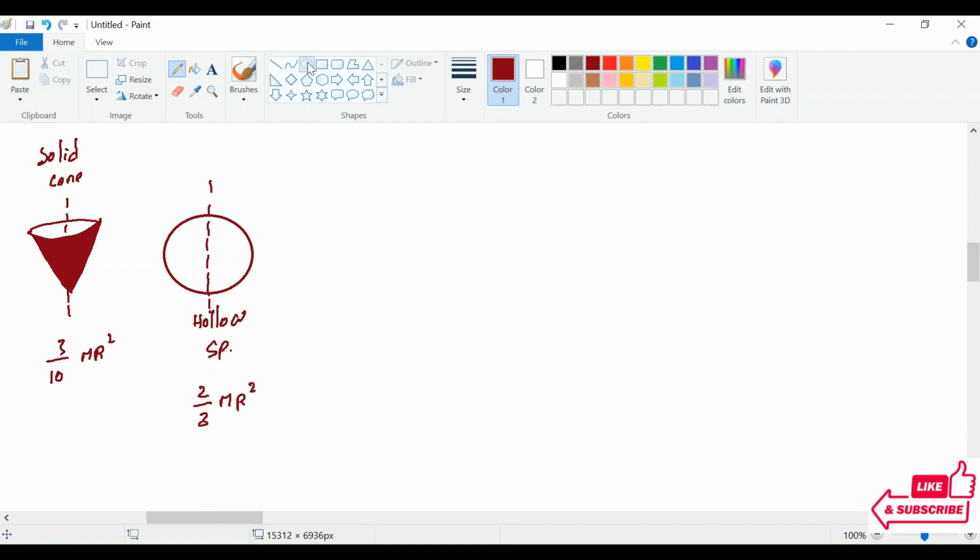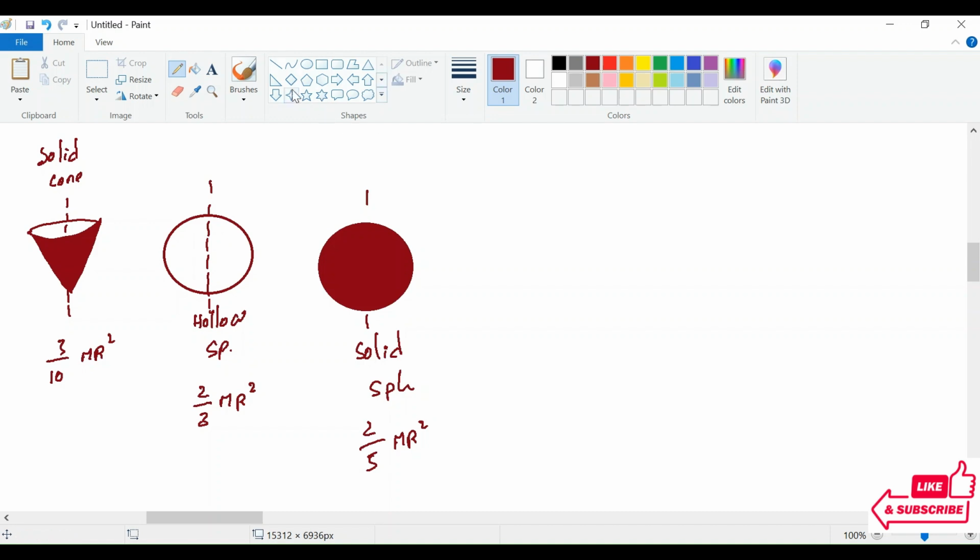And next, the solid sphere. Solid sphere formula is 2 by 5 mr square. This is the solid one. Do you know the difference? Okay. Solid sphere.